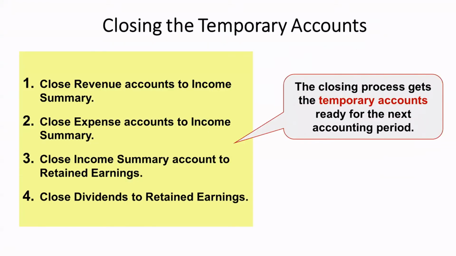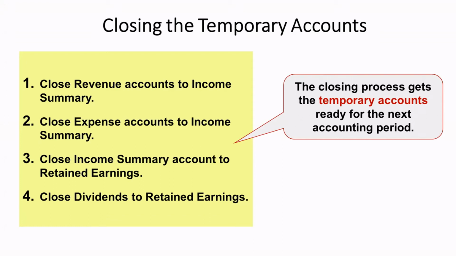Once the financial statements have been prepared, the books are closed and it's time to get ready for the next accounting period. Net income is earned over a period of time. At the start of a new period, we want all revenue and expense accounts to have a zero balance, so we can start recording income in the period. The closing of a company's books is a four-step process.